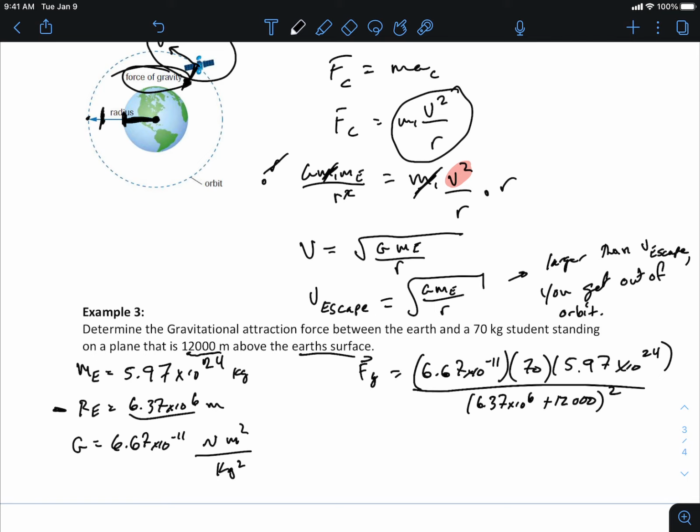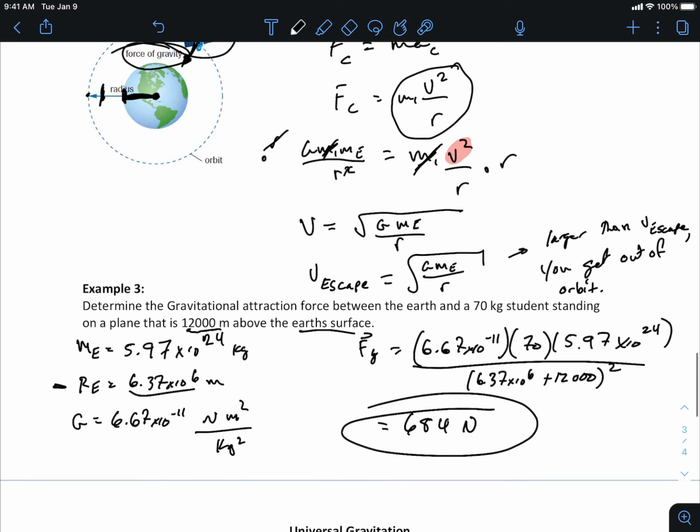If you were to do the math on all that, you just type it into the calculator, you're going to see that the force is 684 newtons. That's the force of gravity that this 70 kilogram student is experiencing, being 12,000 meters in the air.